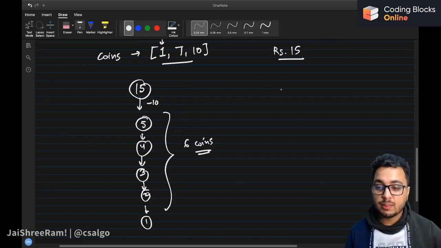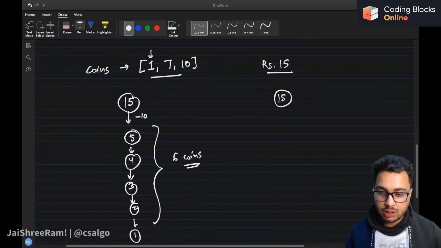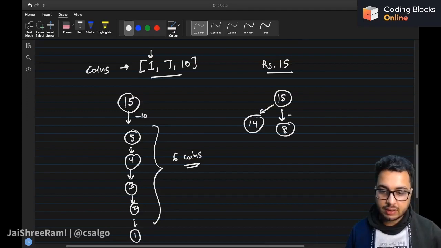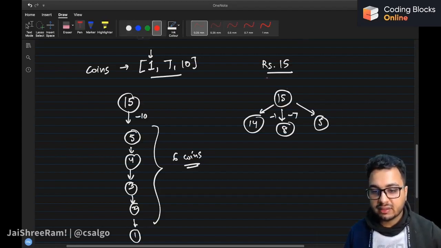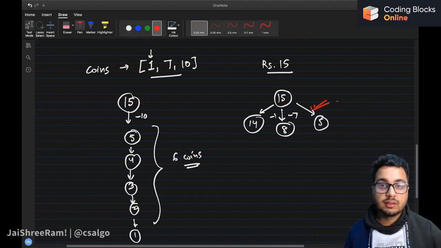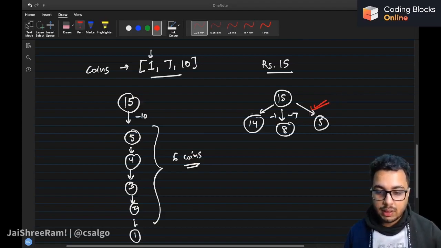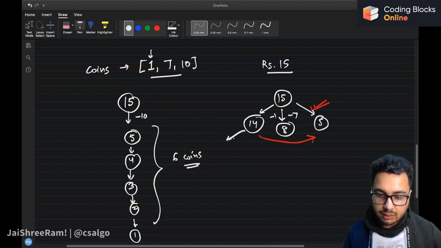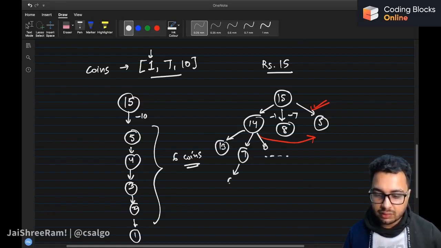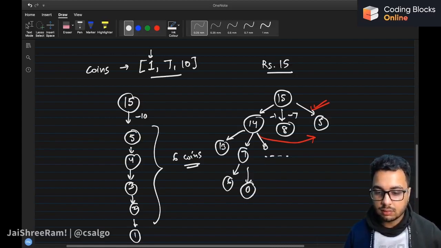But if you apply some other approach, maybe a DP based approach, from 15 you can reduce it to 14, you can also reduce it to 8, and you can also reduce it to 5. Greedy says I will pick this path because it looks the most optimum, but a DP based solution will say, let's try out all the paths. Maybe you evaluate this path. From 14 you can reduce to 13, you can reduce to 7, and so on. From 7 you can reduce to 6, or you can reduce to 0 by subtracting 7.